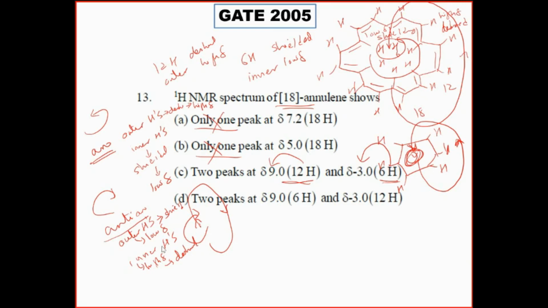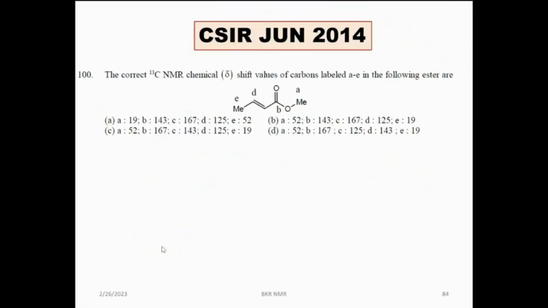Outer protons will have a low delta value. Oh, outer protons will be shielded, low delta value. Inner protons will be de-shielded, high delta value. Very good. One last question. Could anyone tell me the right answer?